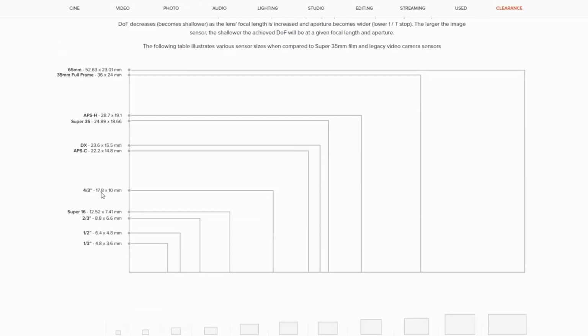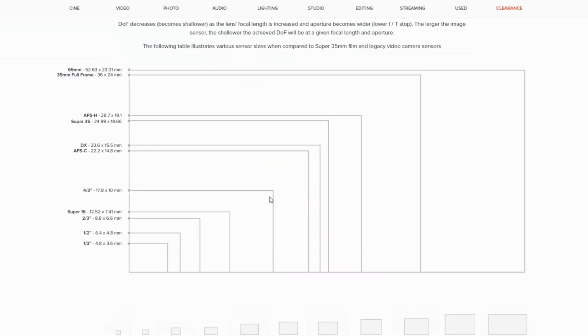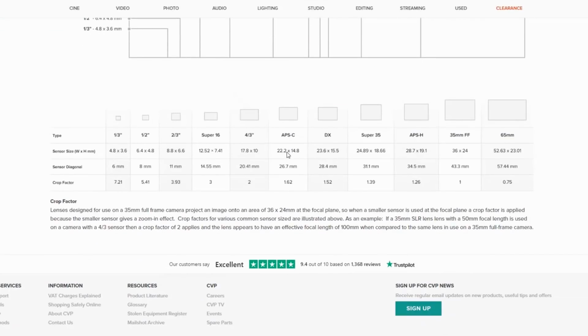This says for a four-thirds, it's 17.8 by 10, right? But the interesting thing is if you look at the website, it is an 18.96 by 10, okay? So it's a four-thirds, which on the cpp.com website is a little wonky, right? If you scroll down, and I am providing a link to this so you can look at it all yourself as I'm talking about it, there's a whole list of stuff here, okay? You've got one-third, one-half, two-third, super 16, four-third, whatever. There's a bunch. And of course, the crop factors are all in relation to full frame 35 millimeter, okay?